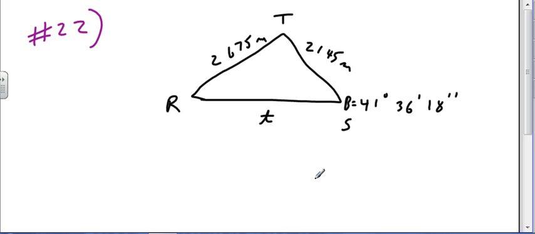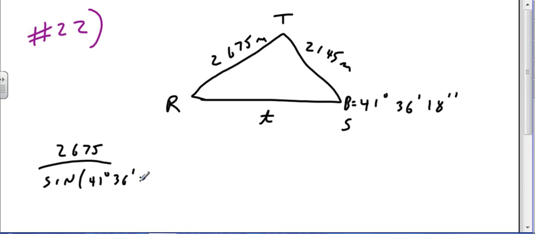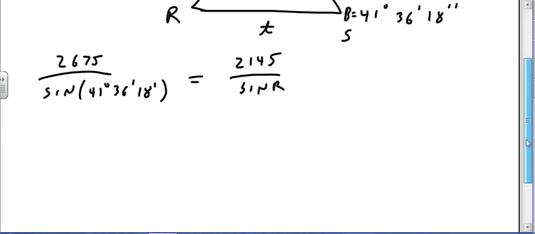We still have to do everything, so it really doesn't matter. So I've got 2,675 divided by the sine of 41, 36, 18 is equal to 2,675 divided by, that's the same answer. Can't be right. I agree, it can't be right. 2145 divided by the sine of R. Oh, there we go. Now I got it.